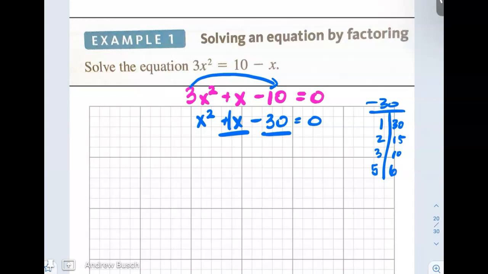So it looks like 5 and 6 are numbers that are 1 apart from each other. And if you put the negative on the 5, they would multiply to make negative 30, but add up to positive 1. So my two factors are going to be x minus 5 and x plus 6 to make negative 30 and positive 1. So that was the borrowing the 3.